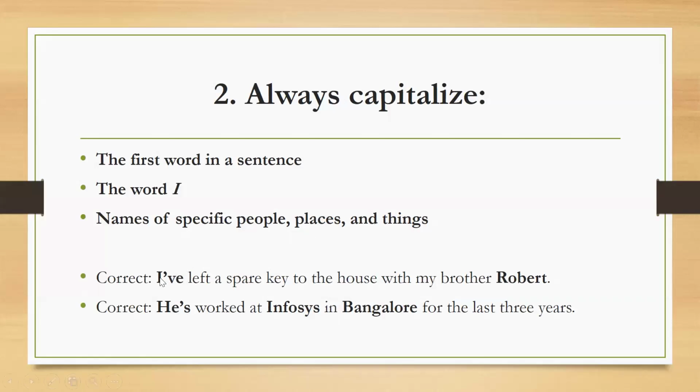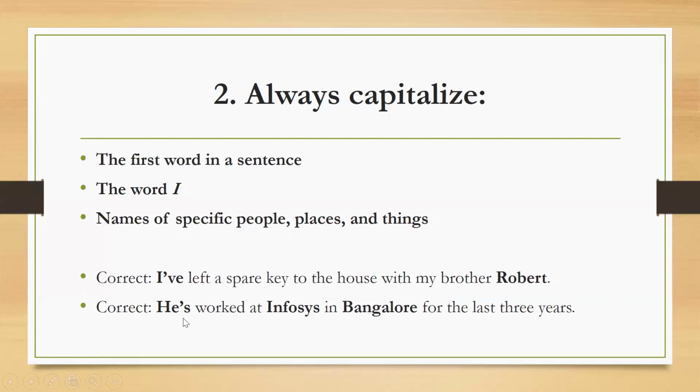So I should always be capital, no matter wherever you find it, whether it's in the middle of the sentence, at the end of the sentence, or the beginning, it has to be capital. Then Robert is the name of a person, a proper noun. So the first letter must be capital.